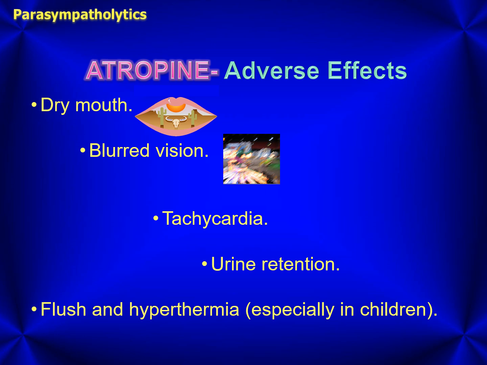What about adverse effects? Dry mouth, blurred vision, and increased intraocular pressure, tachycardia, urinary retention, constipation, flushing, hyperthermia when given in large dose, especially in children, due to inhibition of sweating, CNS stimulation followed by depression.